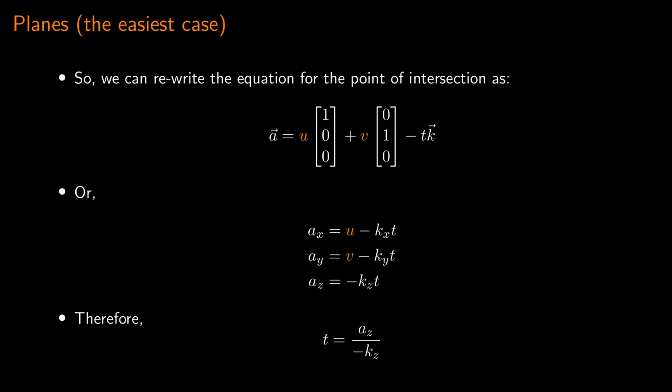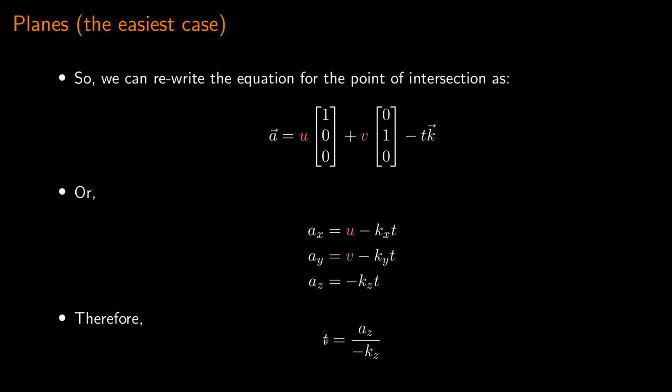We've talked about that before. We don't need to go over it in great detail now. But what that means is we can rewrite the equation for our point of intersection as simply this. The vector a is equal to scalar u multiplied by the vector (1, 0, 0), plus the scalar v times the vector (0, 1, 0), minus the scalar t multiplied by the vector k. Or, in other words, the x component of a is equal to u minus kx t, and the y component of a is equal to v minus ky t, and the z component of a is equal to minus kz times t. And of course that's exactly what we use to get the value for t.